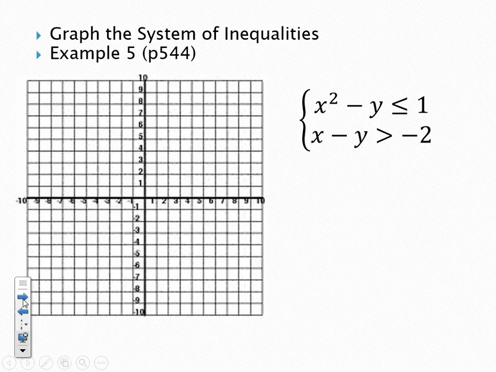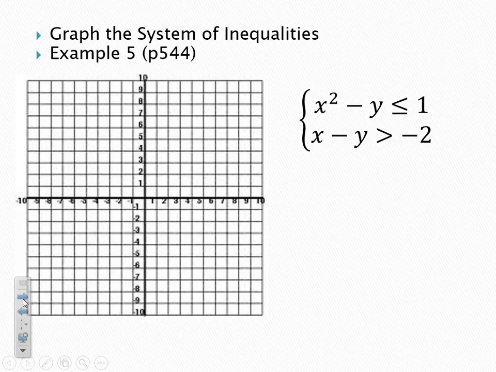All right? So here's our example problem to begin with. We've got two inequalities. We have x squared minus y is less than or equal to 1, and x minus y is greater than negative 2. All right. So let me get to my smart board here. As we walk through this problem, the first thing we need to do is graph this set of inequalities.